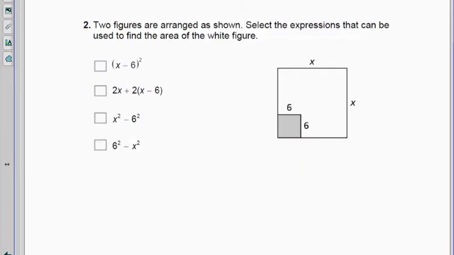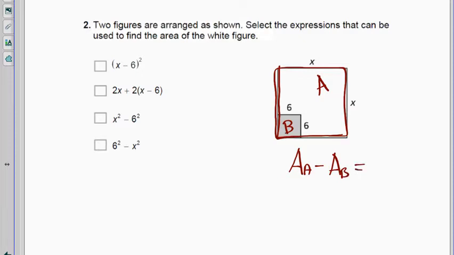Question 2, we have these two figures and we want to know the area of the white part of the figure, the bigger square. So we have a cutout there. We have figure A and figure B. A, I'm talking about this whole thing, and B is just the little guy. If I want to know the white part, the area of A minus the area of B is what my area total is going to be, right?